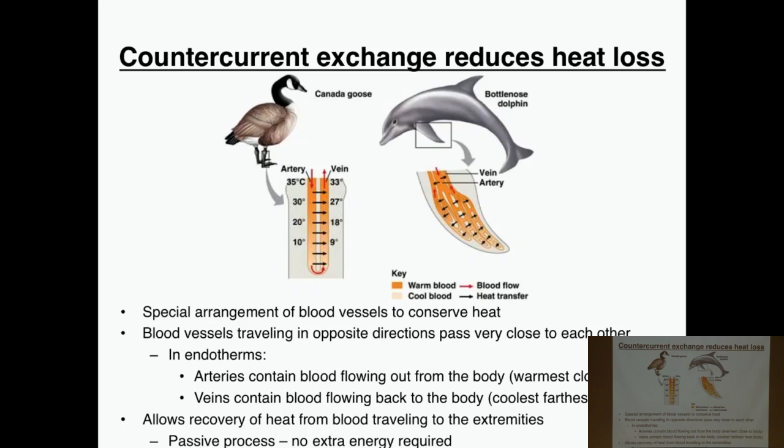So heat is always transferred from warmer to colder. As long as the temperature in the vein is lower than the temperature in the artery, the bulk of the heat transfer will be from the artery to the vein. And there's not really a way for the blood in the vein to get warmer than the blood in the artery.